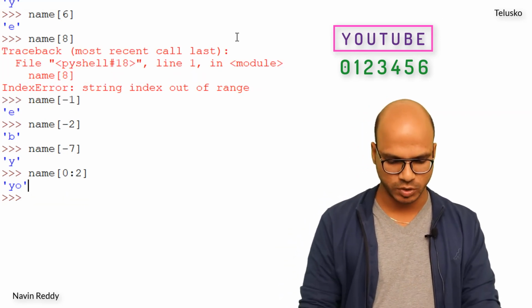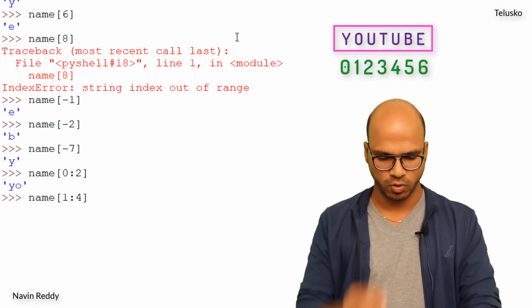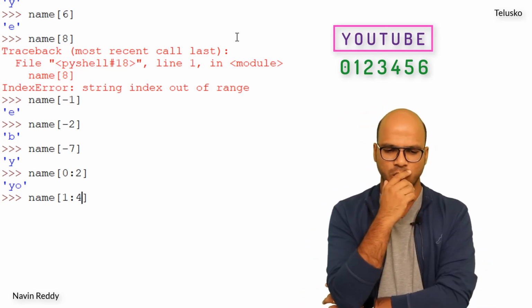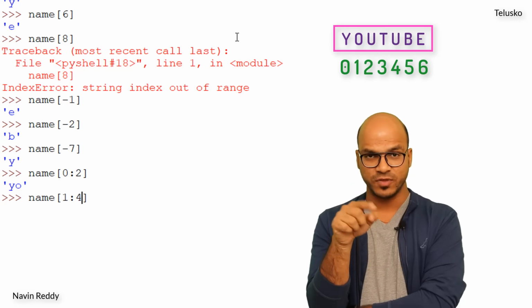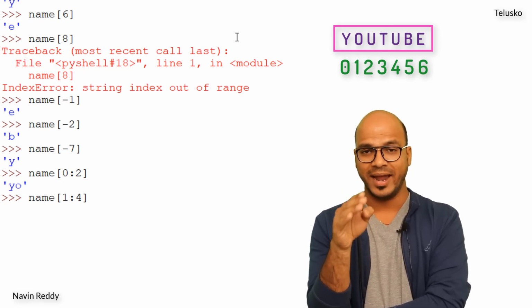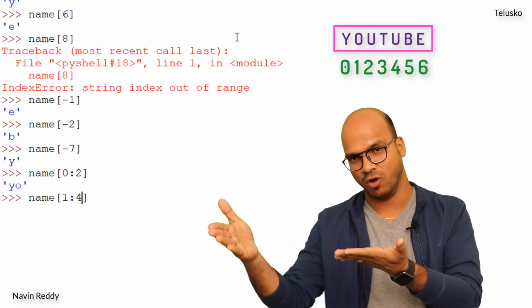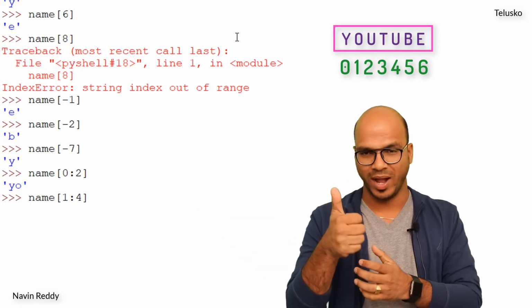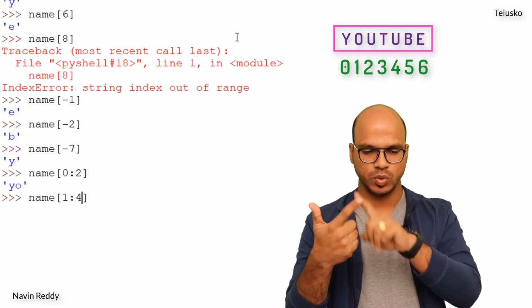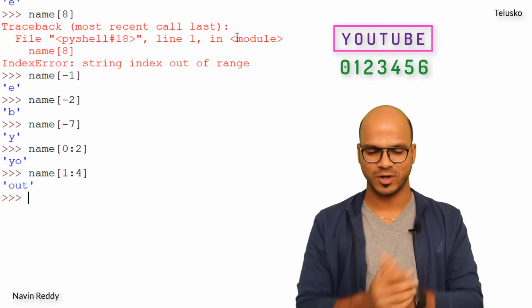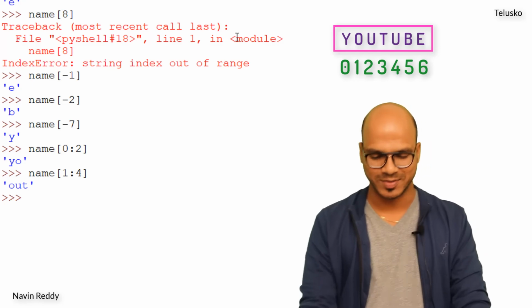The same thing if I do it for 1:4. So come on, guess. So 1 means second character, right? So it will start with O and it will end at 3, because you cannot include 4. So it is exclusive of 4. So it is 1, which is O, U, and T. Oh, it works. We got out. Yeah, so out. It works.